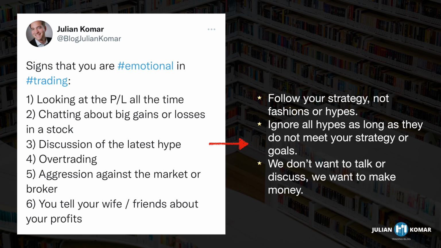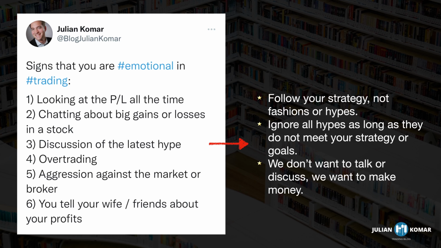So I follow my strategy. I don't follow fashions or hypes. So when a stock is not appearing in my screeners, I don't trade them. So I take only stocks from my screener and from my own research process. That's all. I don't take any stocks and trade them because some people are talking about them or because the stock belongs to a fashion or a hype. So, and I ignore them. So I ignore every hype until it meets my criteria. And when it meets my criteria, I start doing research. I look for the stocks, I look for the companies, I look that they meet my criteria, and then I trade them. And I totally ignore them when they do not meet my criteria.